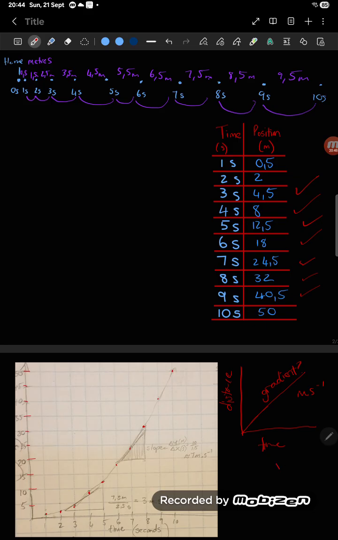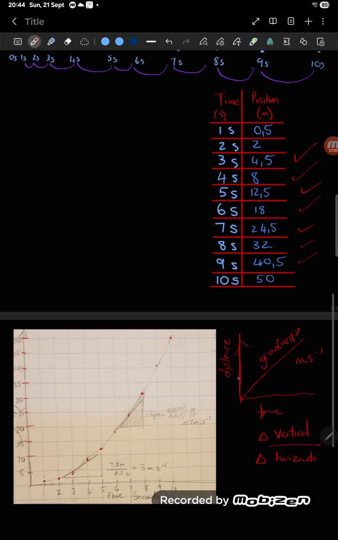It represents the change in my vertical over the change in my horizontal, which represents distance in meters and time in seconds. So my change in my vertical over my change in my horizontal would be meters per second. And we know that this is speed.